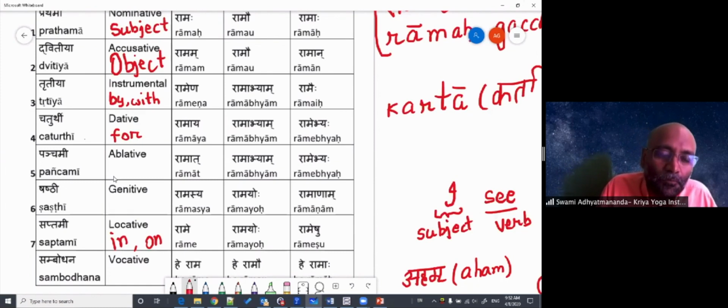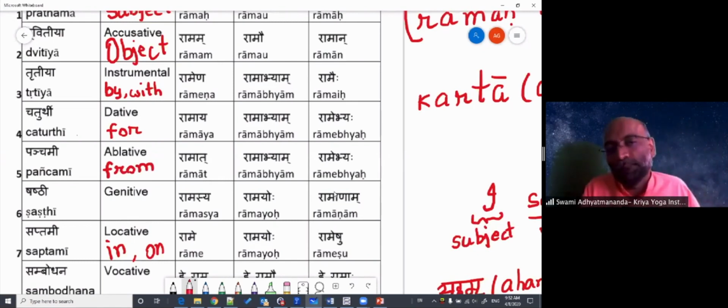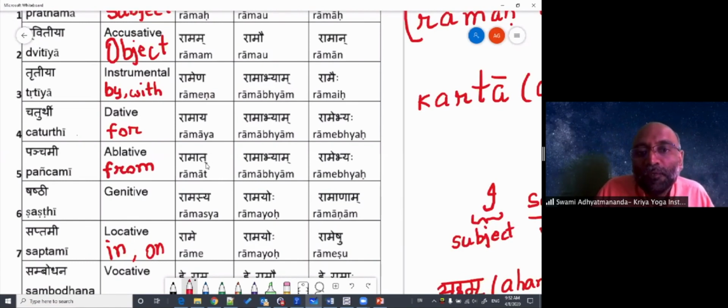Fifth case, ablative. Again, this meaning is actually not very obvious. In English, this is not a common word. This represents the preposition from, in the sense of going away from something. So if I say I take the book from Rama, I will use this term. I am taking the book from Rama. The verb would be take, the object of the verb would be book. So you will use the second case for the book, and for from Rama you will use the fifth case, Ramat.